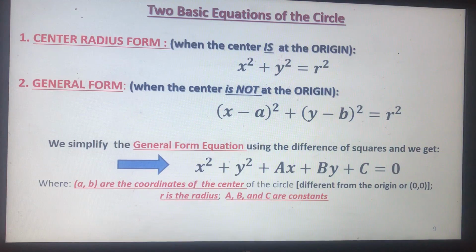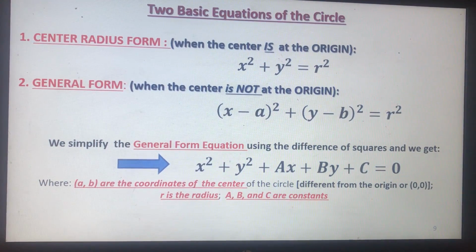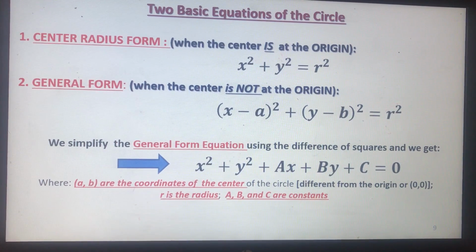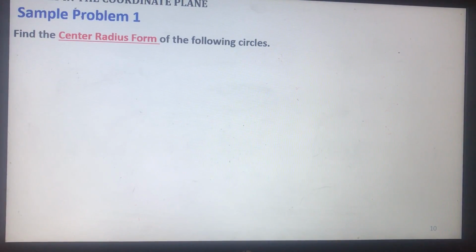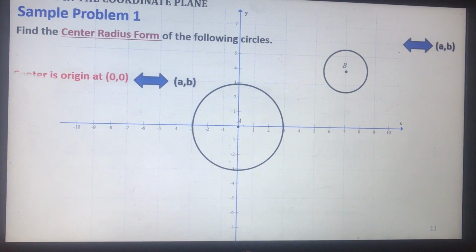We'll do an example applying the general form, the center radius form, and also simplifying the general form equation so we get our equation in this form. We'll do some examples. Moving on to our sample problem 1, we need to find the center radius form of the following circles. These are our given circles.